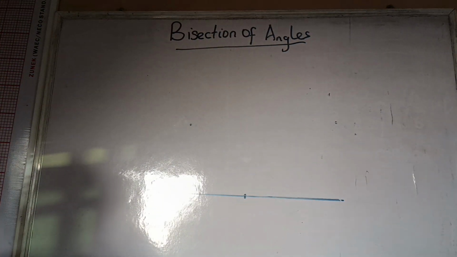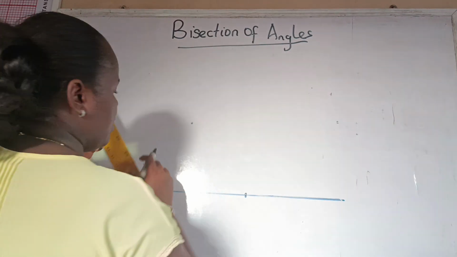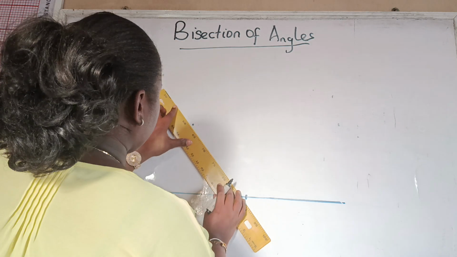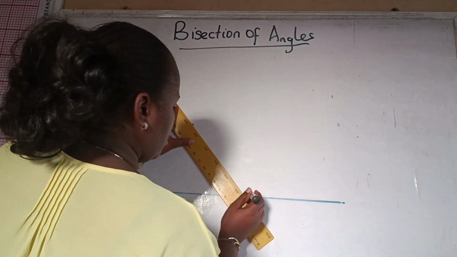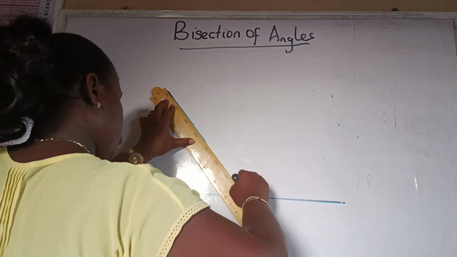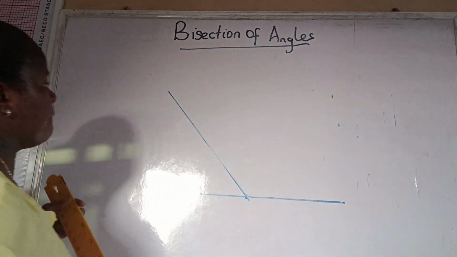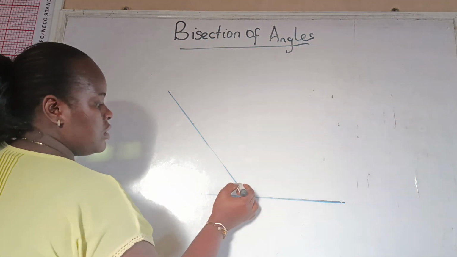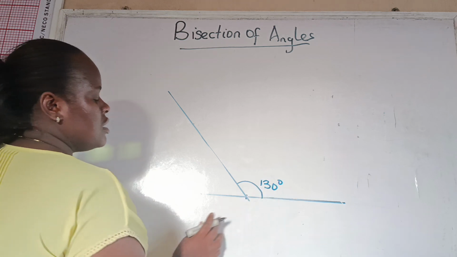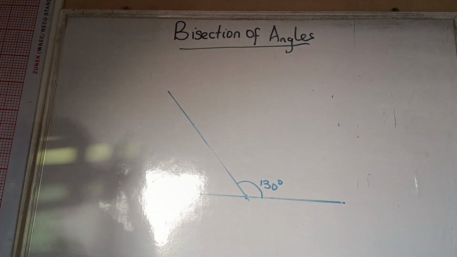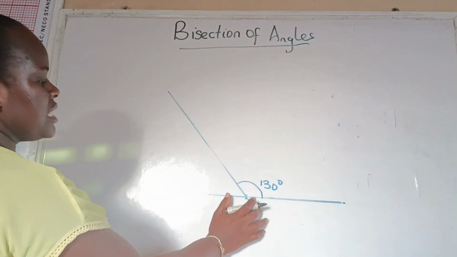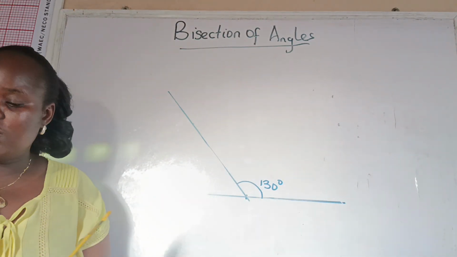I'll use my ruler to join this point I made with this starting point. I'll draw my line, a straight line. Now from here to here is angle 130 degrees. Sometimes in questions you will just see it this way. Now let's see how we can bisect this angle of 130 degrees.